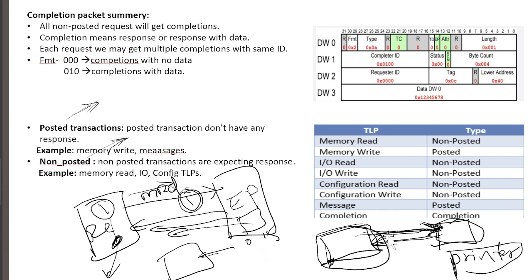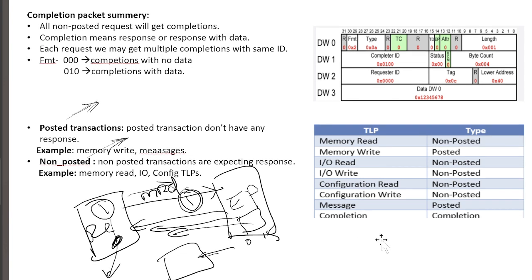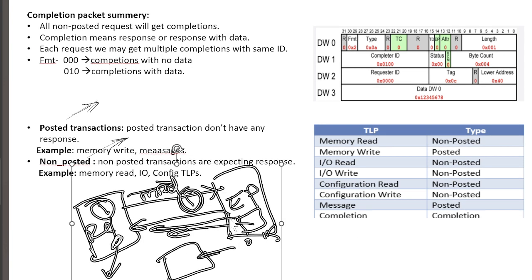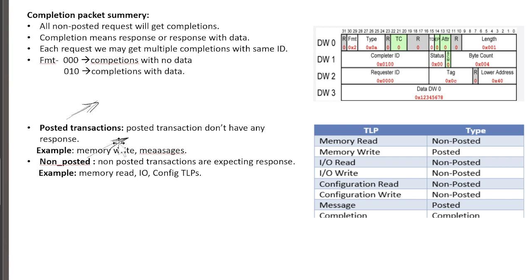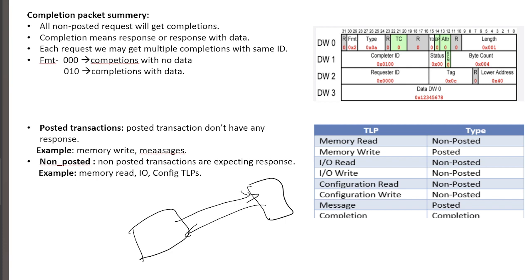So here is one question we have. Why are posted transactions required? Why non-posted? Can we give a posted transaction as non-posted? Is it possible? Let us take a scenario where I want to write data. You have an RC, you have an EP, connected through the link. You are sending the posted transaction. Let's take it as a memory write. So can you expect a response? If we expect the response, what happens?